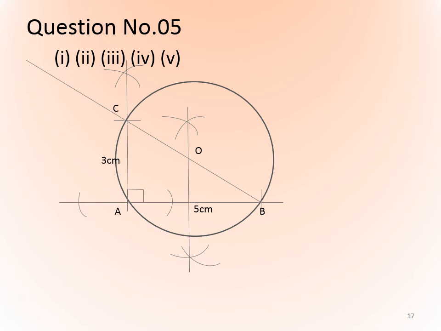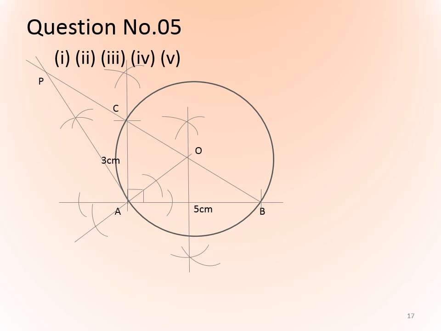Next one, construct a tangent to the circle through the point A. First connect O and A. Now draw a perpendicular to AO through the point A. This is a tangent to the circle through the point A. Next one, name the point of intersection of the tangent drawn through A and BC produced as P. I have already produced BC, then this intersection point is P.